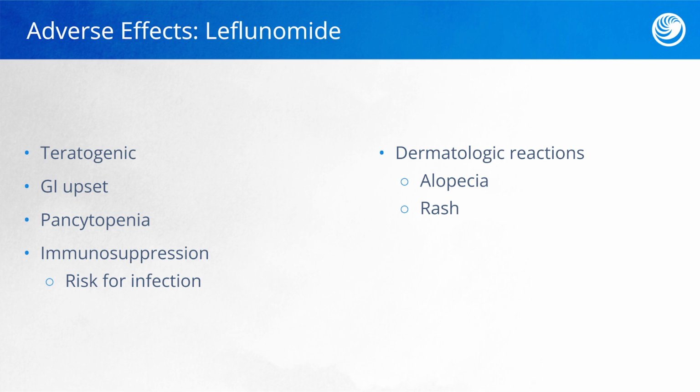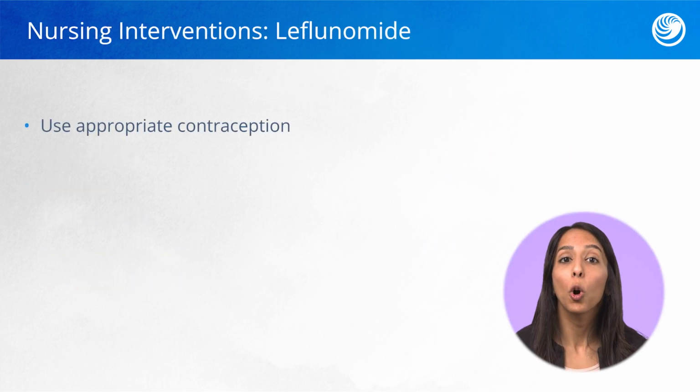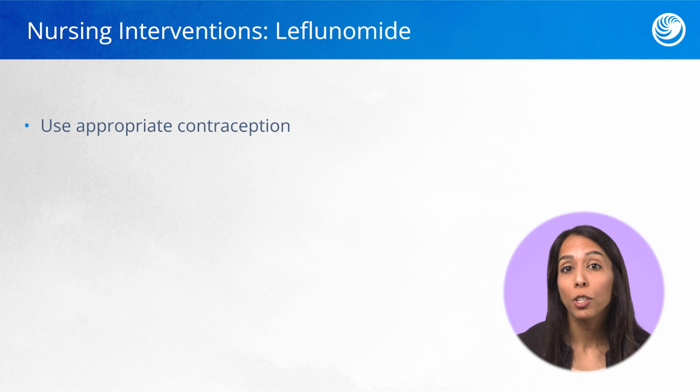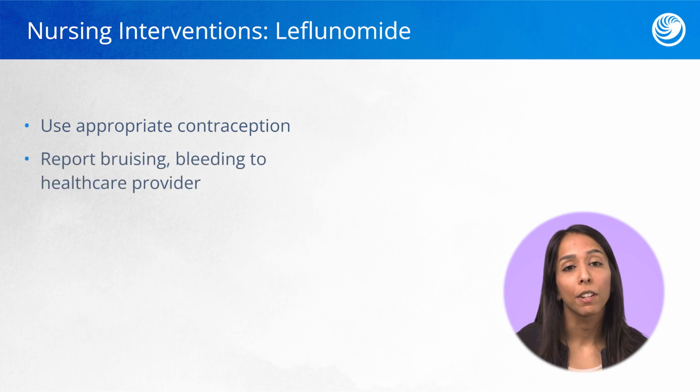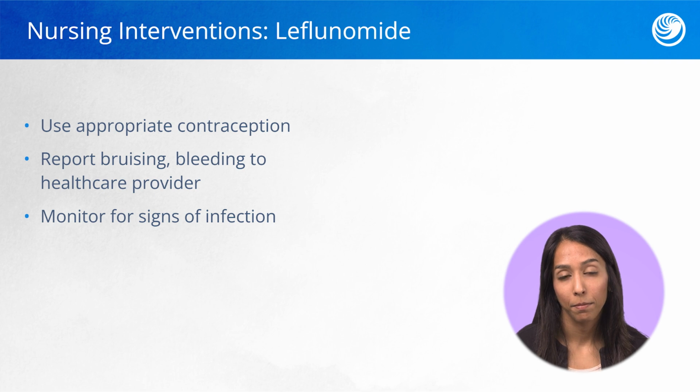Finally, dose-related hepatotoxicity can occur, which can range in severity from asymptomatic elevations in liver function tests all the way to fatal hepatic failure. Appropriate contraception should always be used when taking this drug because of the risk of harmful effects on a fetus. Similar to sulfasalazine, any signs of infection, bruising, or bleeding should be reported to the healthcare provider, as this may indicate underlying hematologic toxicity.